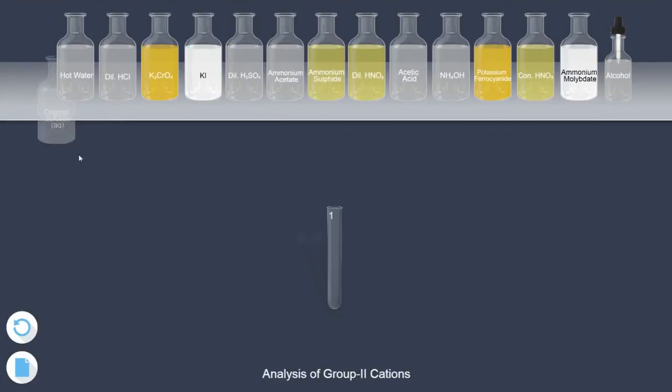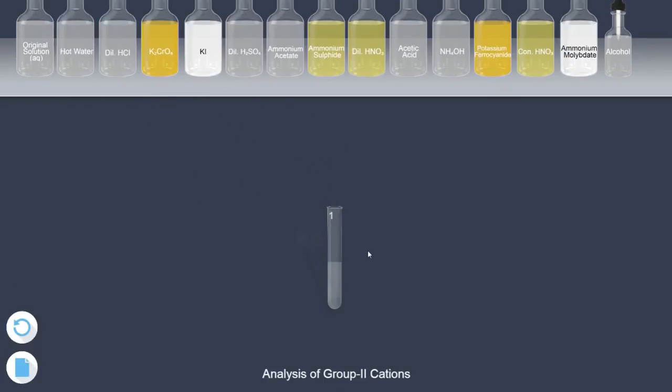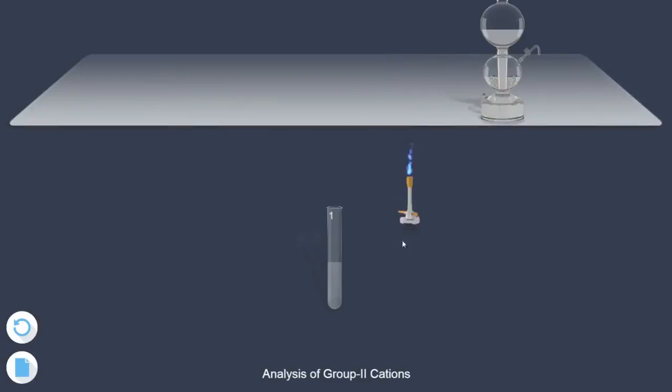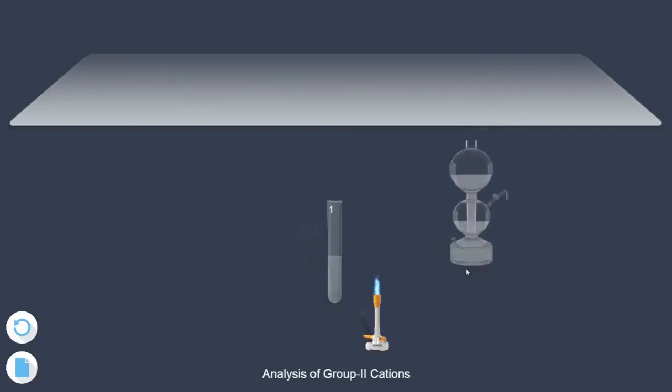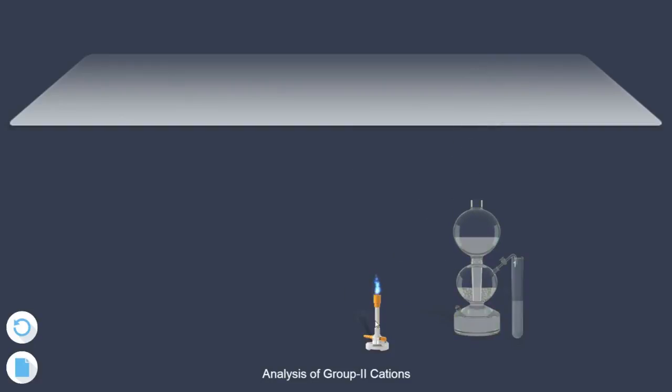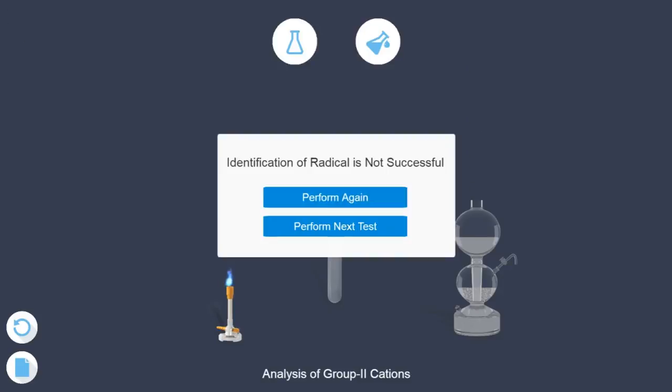Take aqueous original solution in a test tube. Add dilute HCl solution to it. Add water to it. Warm the solution. Pass the H2S gas to the test tube using Kipp's apparatus. Since there is no change, group 2 cation is absent.